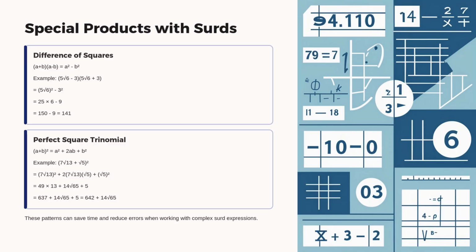Perfect square trinomial. (a + b)² = a² + 2ab + b². This is obtained from the standard perfect square trinomial formula.